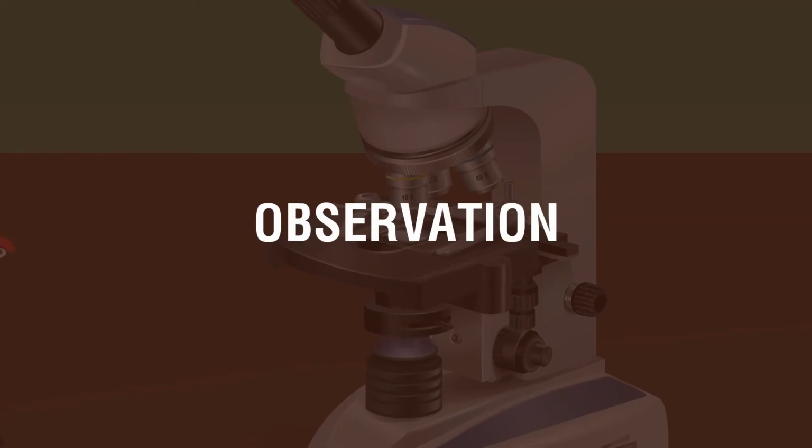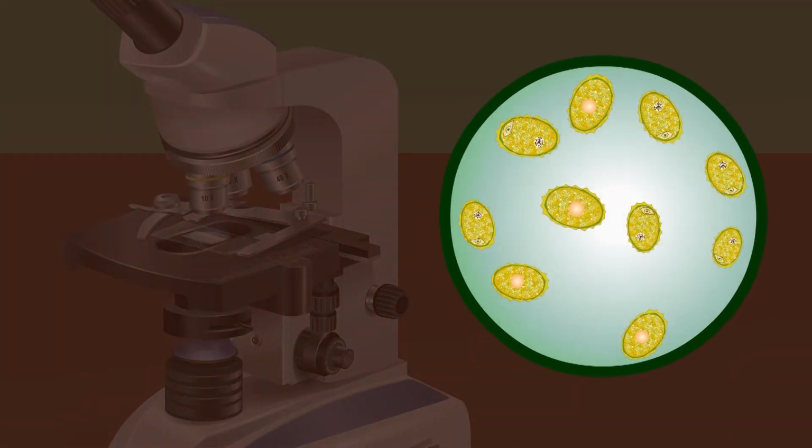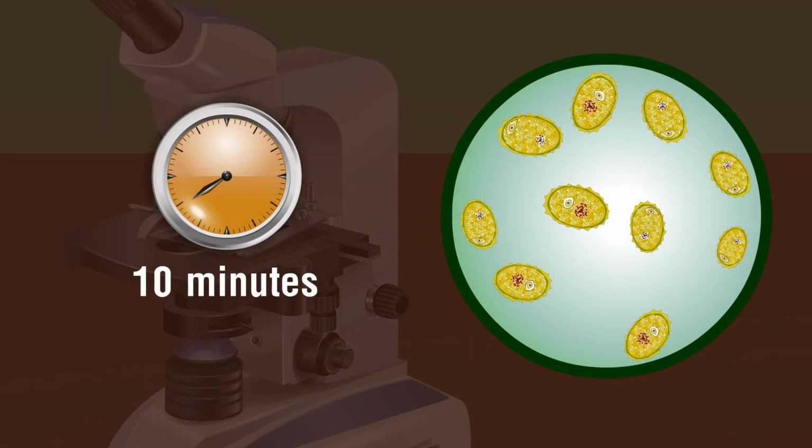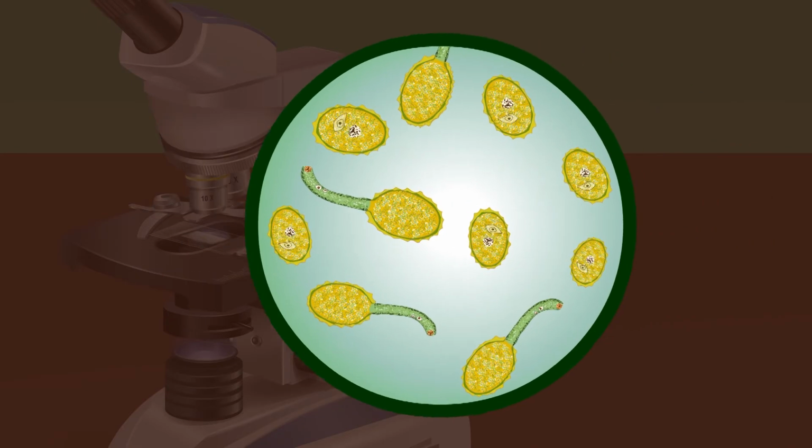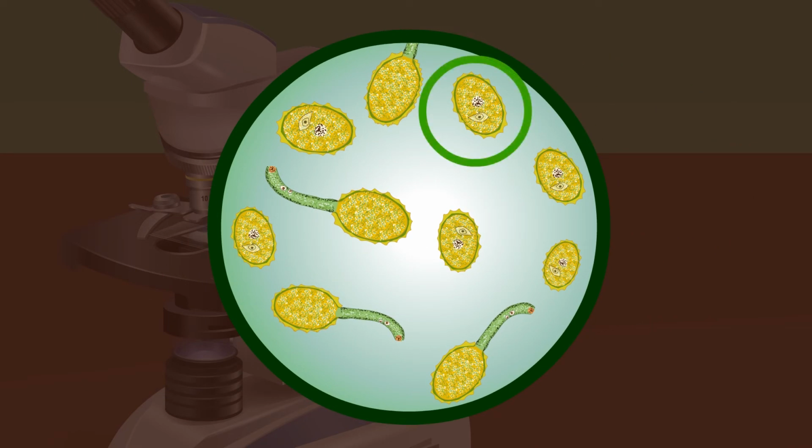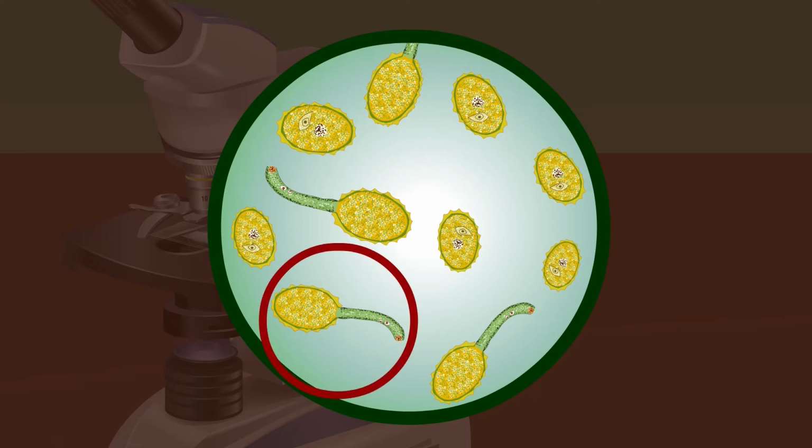Observation: pollen grains start to germinate. After 10 minutes, observe the slide under the microscope. We can observe different stages of germinating pollens. Some pollens are in the early stages of germination, while others have a long pollen tube.